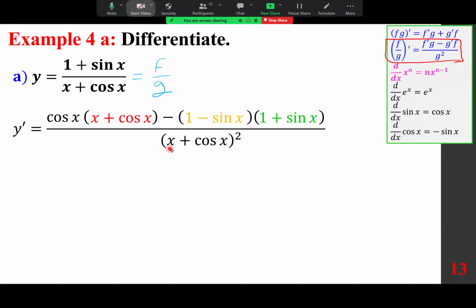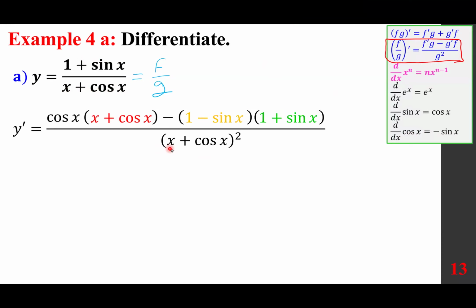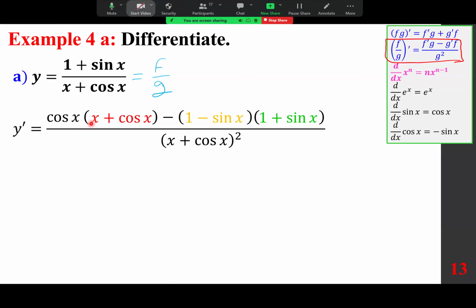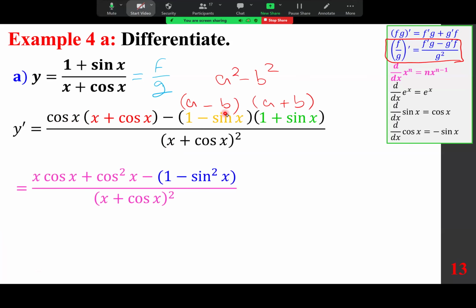Again, done with calculus, we are going to distribute and figure out what we get. So this is easy. The product of these two is x cosine x. The product of these two is cosine squared. What I want to mention is this: a minus b times a plus b. The answer is a squared minus b squared, which means 1 minus sine squared.